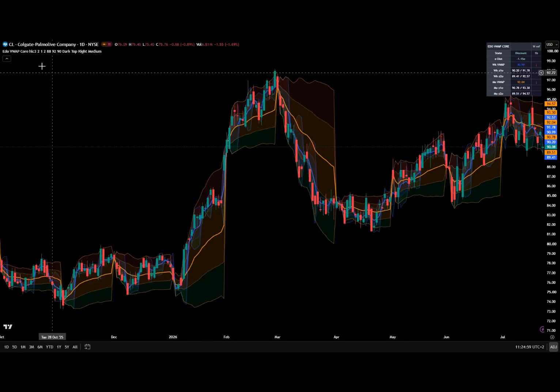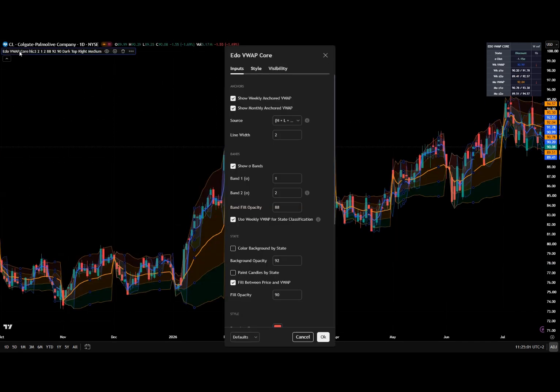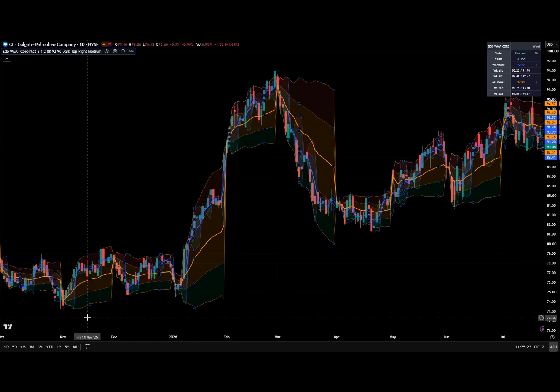Let's open the settings. The bands are the heart of it. You can set the sigma multipliers for the inner and outer bands, and the price source, typical price by default. You choose whether the weekly or the monthly VWAP drives the state classification. And you can show or hide either VWAP and its bands entirely. On Colgate daily, the defaults, 1 and 2 sigma on the weekly, are a solid starting point.